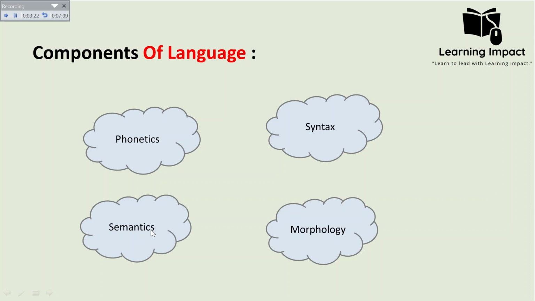So semantics actually discusses the meaning of these words. So what does it mean by dialect? Dialect is the variation within a single language, maybe based on factors like region, subculture, ethnic identity, or socioeconomic class. When they have different dialects, it means there are variations within a similar language. Okay, so these are the components of language.